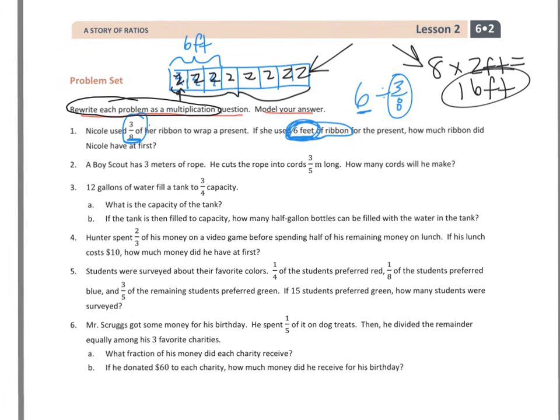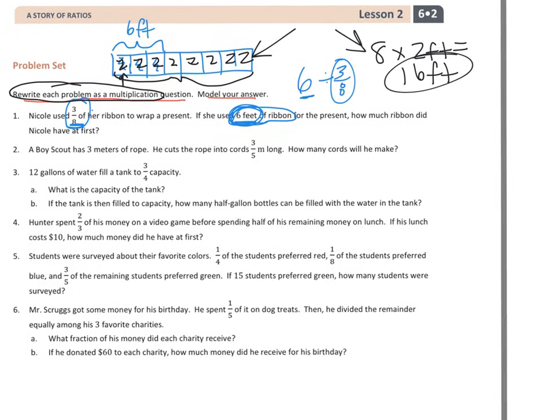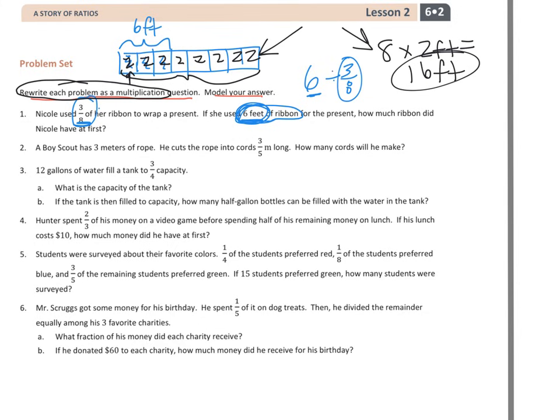For number 2, I'll do something a little bit different. Similar, but the style of question kind of lends to this. 2 says, a Boy Scout has 3 meters of rope. He cuts the rope into cords 3/5 meters long. How many cords will he make? And I know immediately that I'm taking that 3-meter rope and I'm dividing it into 3/5 meters. I'm trying to see how many of those 3/5 meters I can pull out of 3 meters.